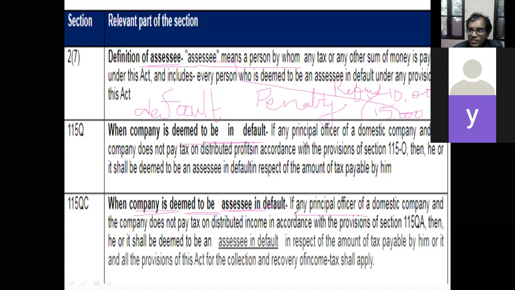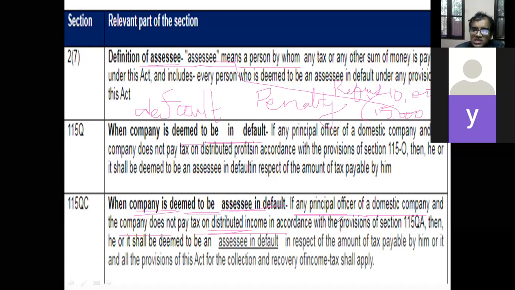If any principal officer of a domestic company and the company does not pay tax on distributed income, means, you all know, shareholders have to be paid dividend from the profits of the company. From the distributable profits of the company, they have to be paid dividend. Shareholders will receive dividend. So this is known as distributed income.